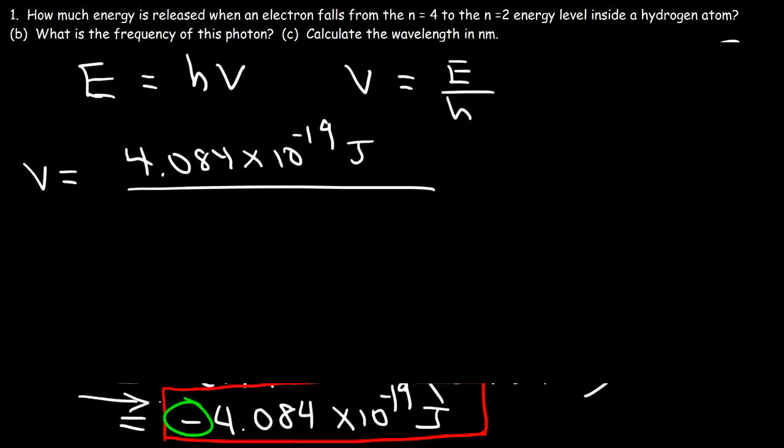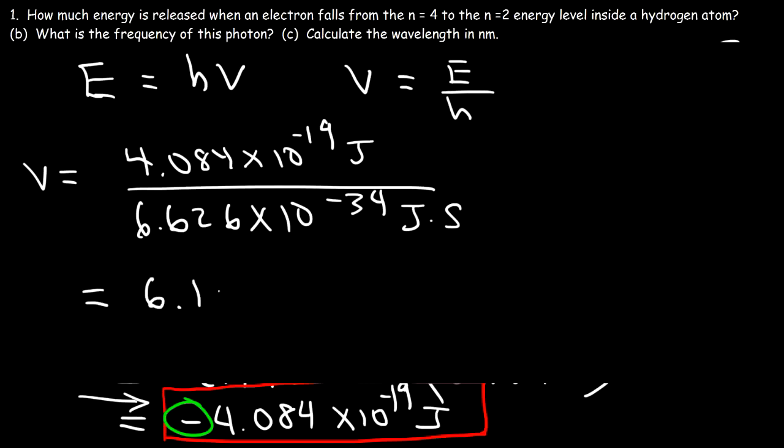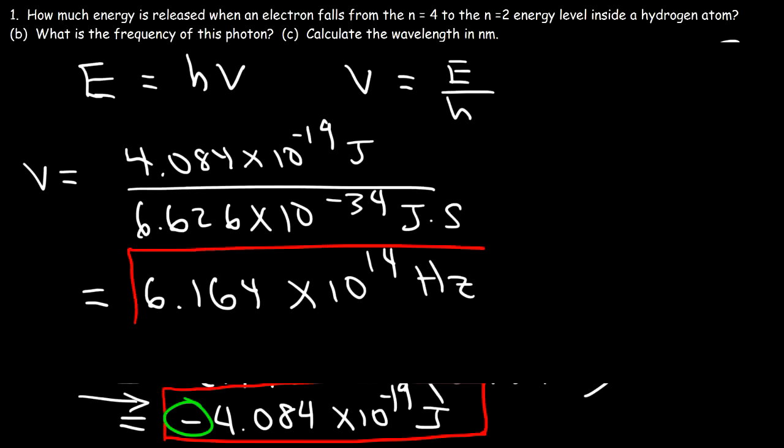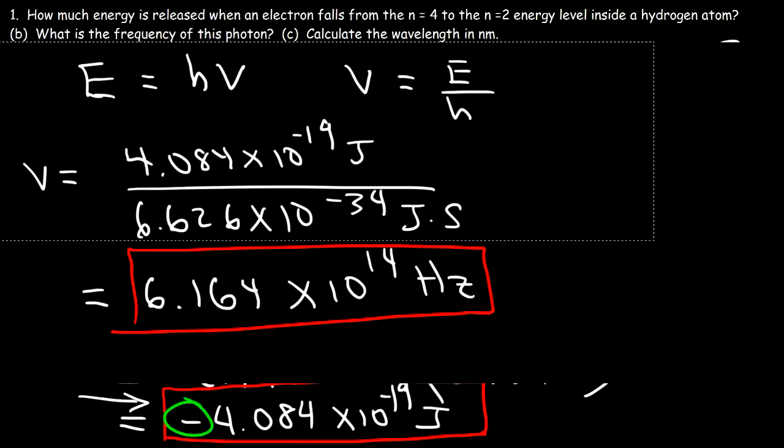The purpose of the negative sign is to tell us if a photon is being absorbed or released by an electron. So let's go ahead and divide those two numbers. So you should get 6.164 times 10 to the 14 hertz, or 1 over seconds. So that's the frequency. Now that we have the frequency, let's move on to part C.